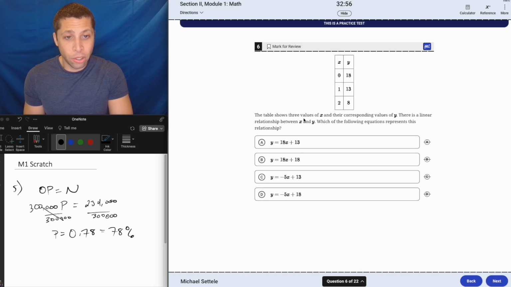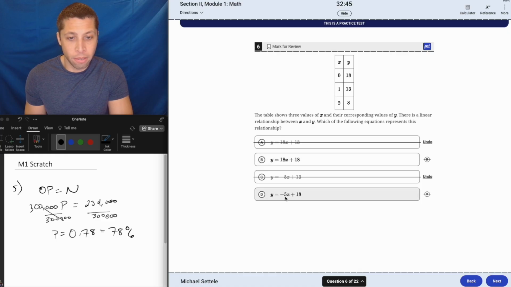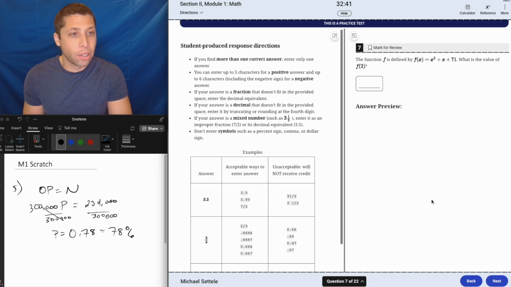Looks like plug points into equations. Yeah, what represents the relationship? So 0, 18 means we're going to get rid of that really fast. And then let's put in 1. 18 plus 18 is not 13. Negative 5 plus 18 is. Done. Plug points into equations.